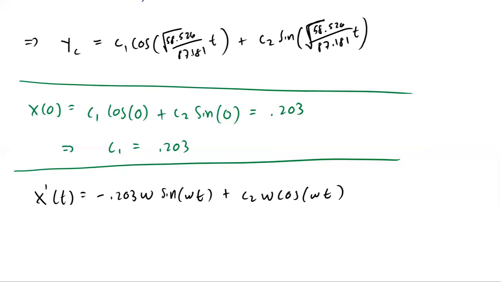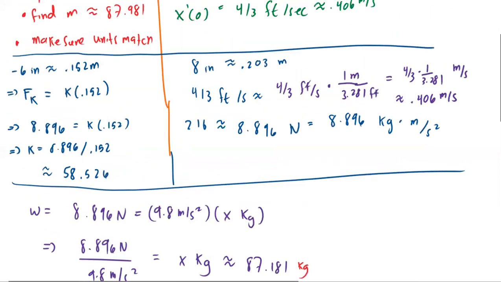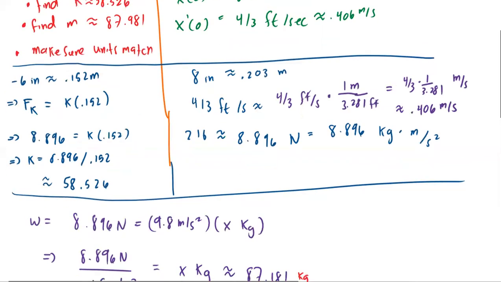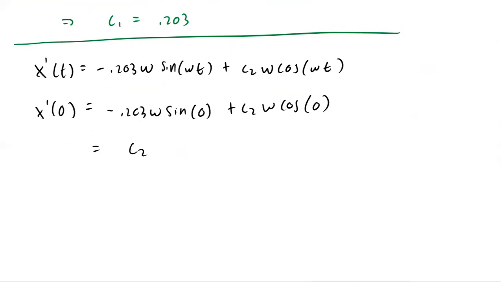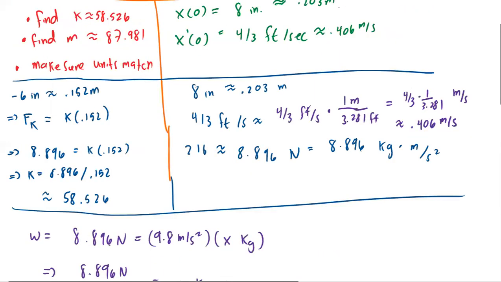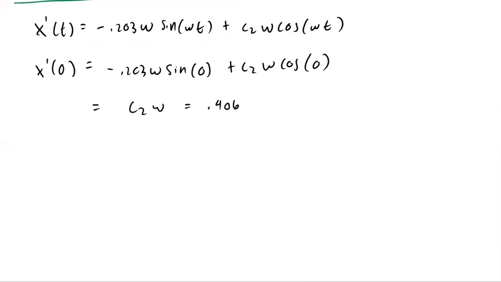The initial condition is x prime of 0 is, where is it? 0.406, right? So x prime of 0 equals negative 0.203 w sine of 0. Anything, w times 0 is 0, anything times 0 is 0, plus C2 w times cosine, again, anything times 0 is 0. We know that cosine of 0 is 1, so it just becomes C2 times w. And this has to be equal to 0.406. Solve for C2.